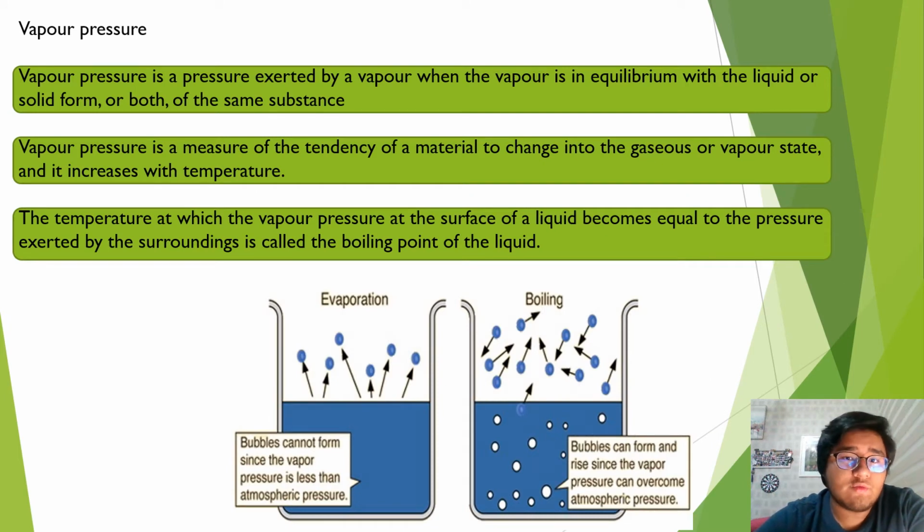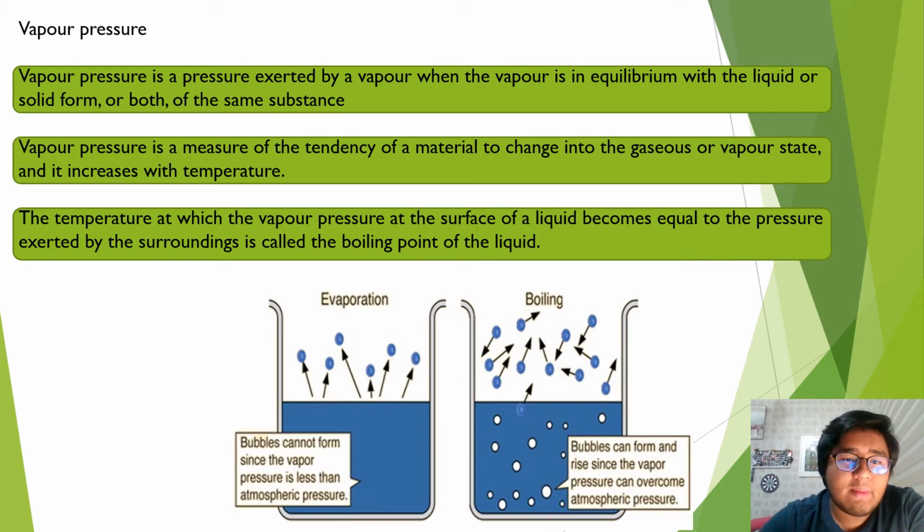So now let's move on to vapor pressure. First things first, I would like to define vapor pressure. Vapor pressure is the pressure exerted by a vapor when the vapor is in equilibrium with the liquid or solid form, or both, of the same substance. So it is basically a pressure exerted by a vapor, but it happens when the vapor is in equilibrium with the liquid or solid of the same substance.